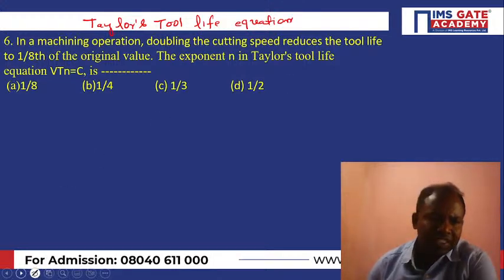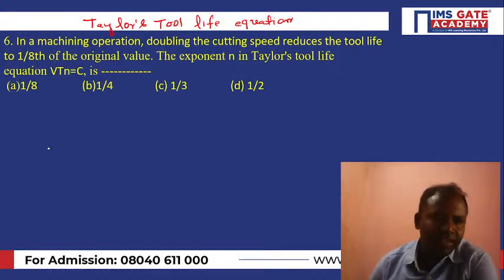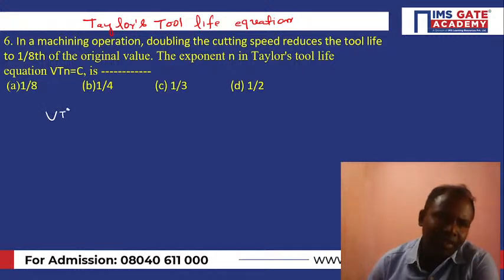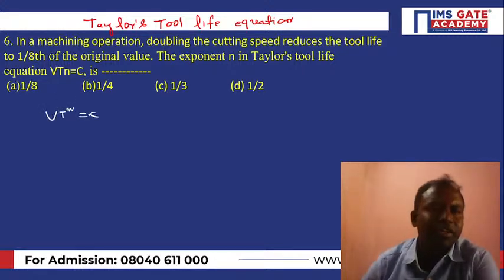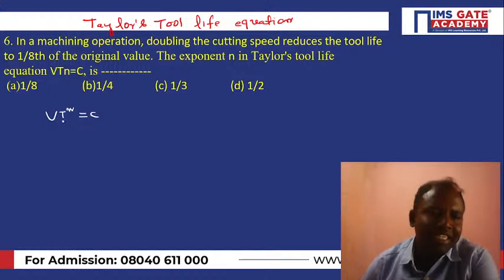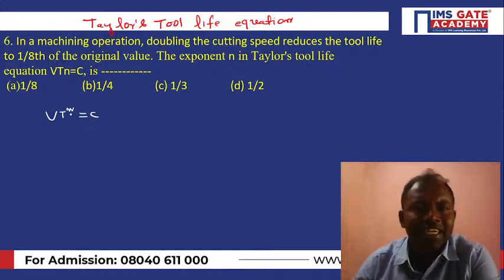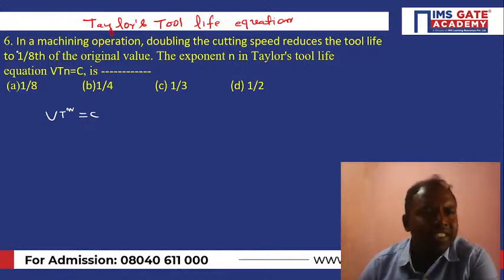What is Taylor's tool life equation, guys? Okay, now it is VT^n = C, where V is the cutting velocity, T is the tool life, n is the exponent of Taylor's tool life equation, and C is Taylor's constant, right? So now see the problem.